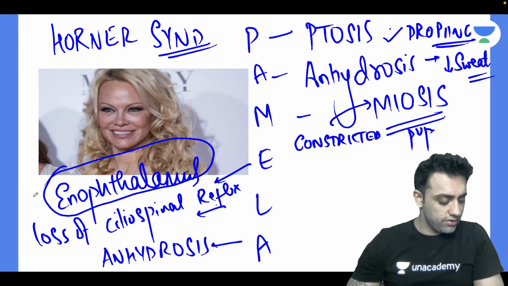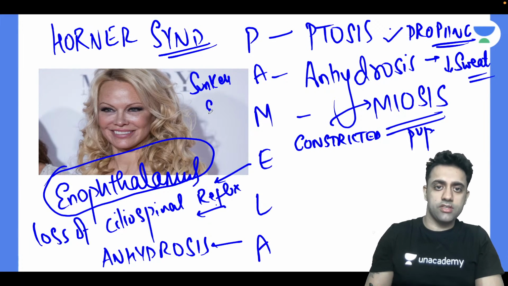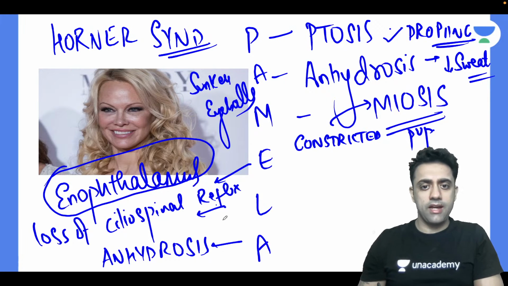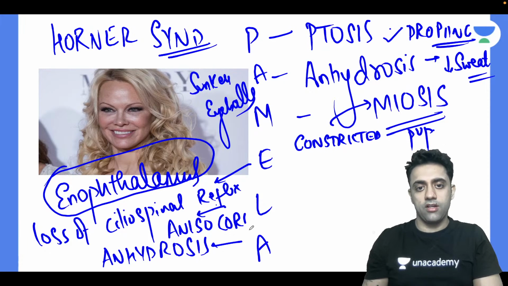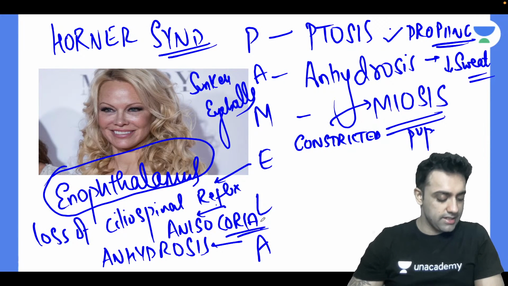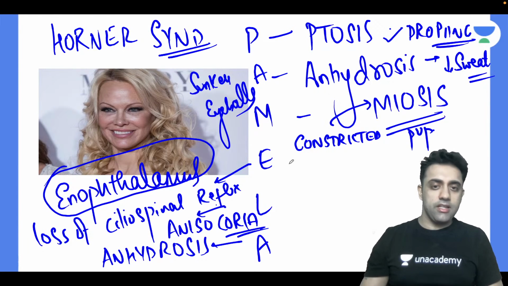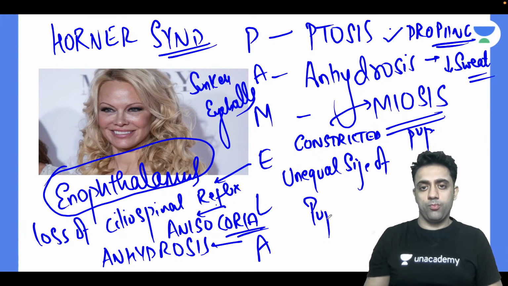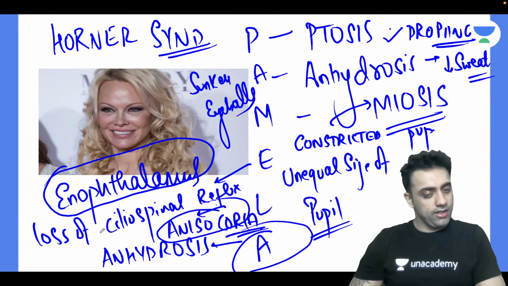Yes, Anju. Now a newcomer we have, Anju Mohan. Okay, Sandhu. What is enophthalmos? Very good. Sunken eyeballs is known as enophthalmos. Loss of ciliospinal reflex and anhidrosis. Anhidrosis is over here, so we can write anisocoria. What is anisocoria? Anyone? Yes, you can say unequal size of pupil is known as anisocoria. Enophthalmos is sunken eyeballs.